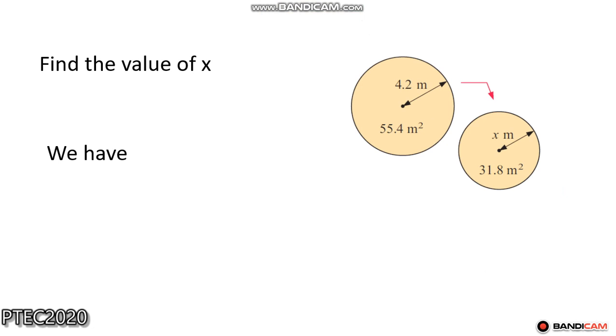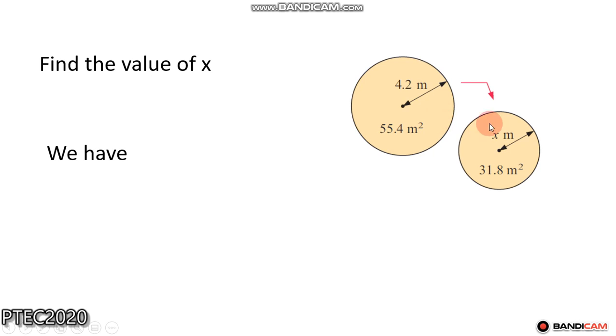Okay, so let me give you one example here. In these figures, you can see that there are two similar figures, which are circles. The big one has the area 55.4 and the radius is 4.2, while the small one has area 31.8 and the radius is represented by h. So the question is: find h. Finding h means finding the radius of the small circle. So how do we find that?